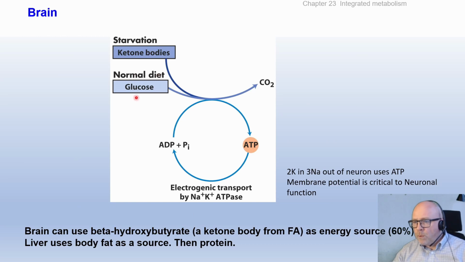Under normal diet, glucose is the primary source of energy, but under starvation, the brain can use ketone bodies, and we discussed a little bit how ketone bodies could be made from amino acids and some fatty acids. So the brain can use beta-hydroxybutyrate, the ketone body from fatty acids, as an energy source for up to 60%. So we still have 40% of its energy needs that will have to come as glucose.